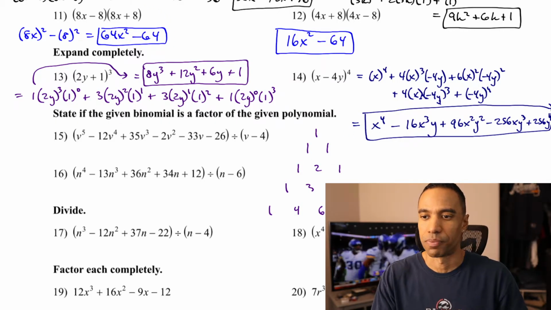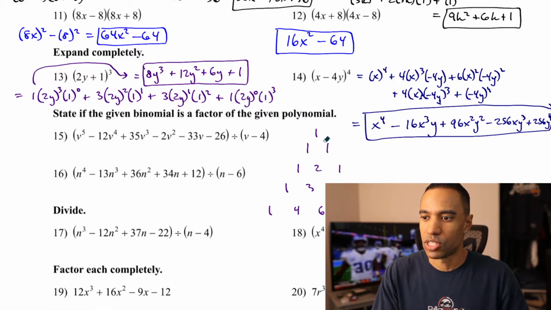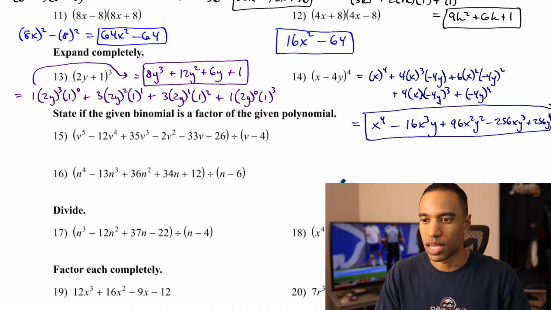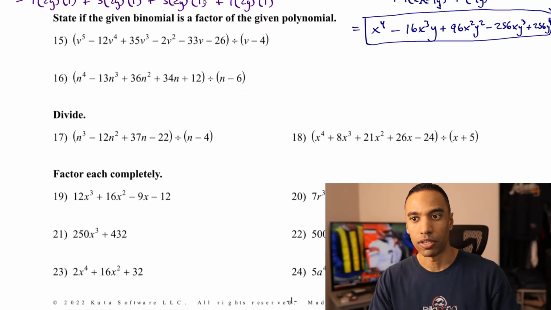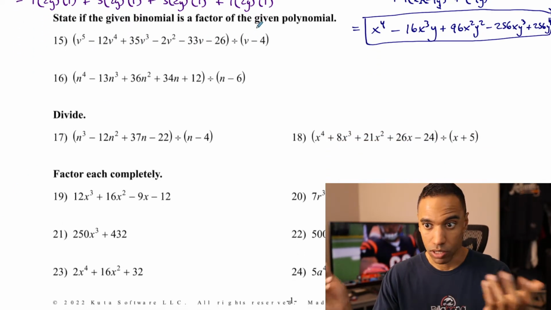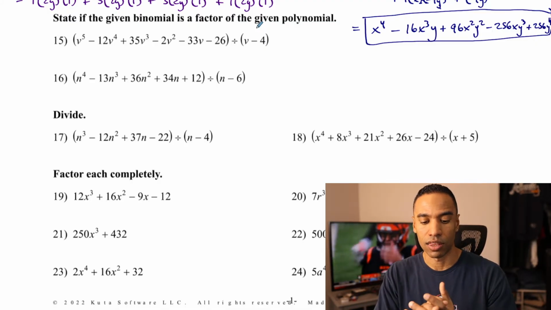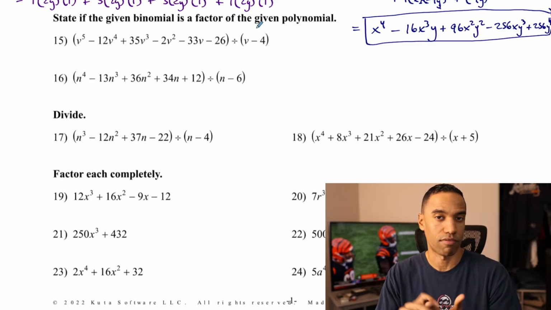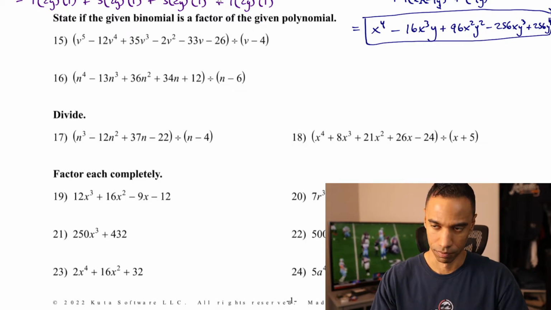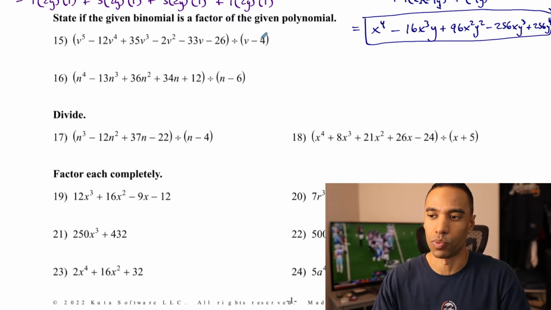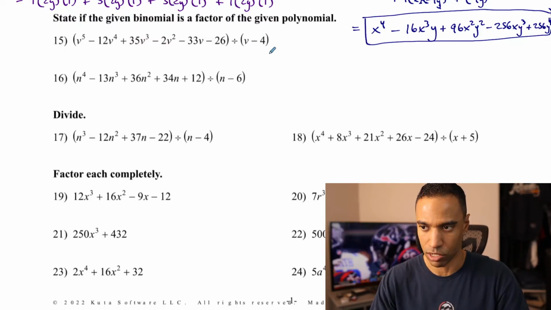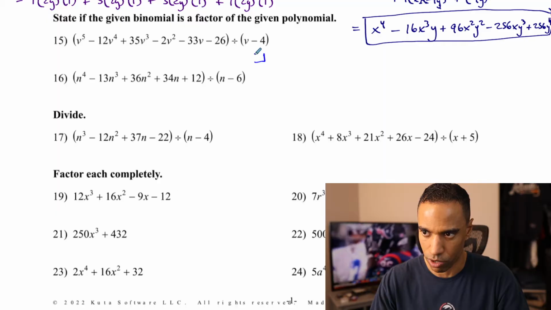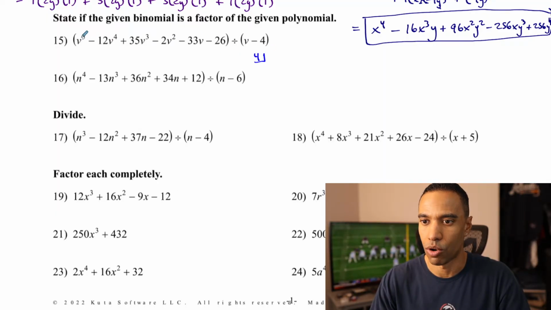Okay, there it is. They do have these questions. State if the given binomial is a factor of the given polynomial. You could do it basically through division. If you divide this thing and the result doesn't have a remainder, then it means it's a factor. That's it. So if we use synthetic division on this, we can do exactly that. Now in synthetic division, we use the root of this factor. If v minus 4 is 0, then v equals 4. 4 is a root.